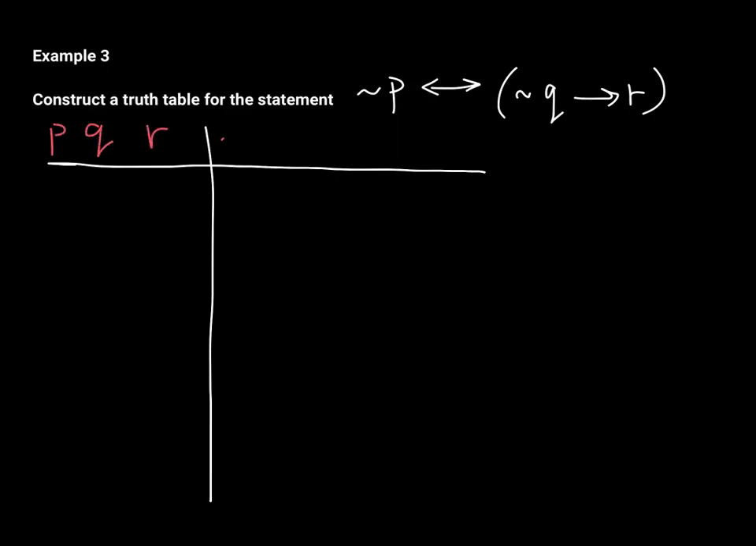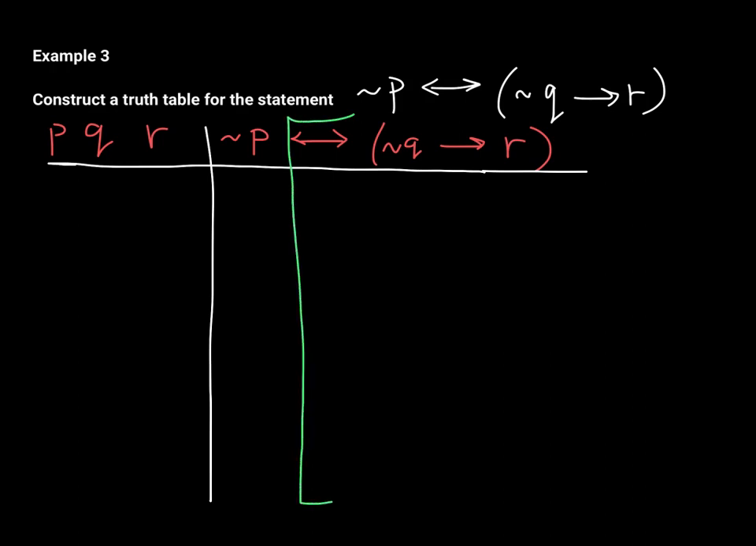Okay, and then we have our statement, not P if and only if, not Q, if not Q, then R. Extend this just a little bit further. All right, cool, let's do it. And then this will be my answer column right there. All right, let's go for it.